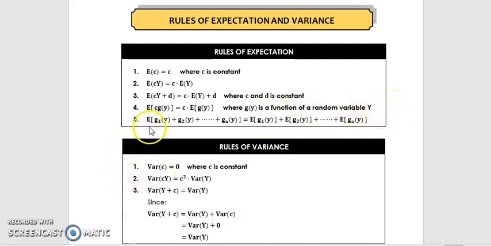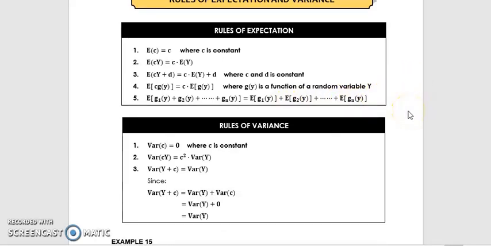Okay, last one, expected of g1(y) plus g2(y) up to gn(y) means that you have more than one function here. So this will be equal to expected of g1(y) plus expected of g2(y) plus, until, expected of gn(y). Okay, now look at rules of variance.